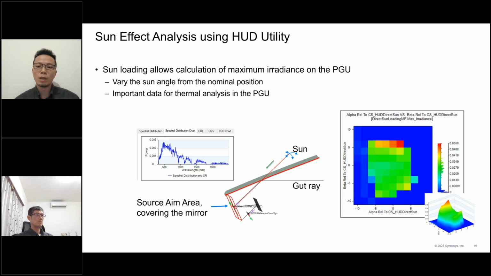So you can know which angle for the sun's position will cause the strong irradiance result. That's important data that can be used for the thermal analysis in the PGU system.